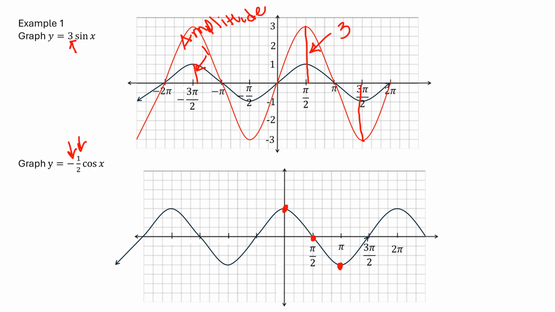And then as you go from pi to 3 pi over 2, you come back to 0. And then as you go from 3 pi over 2 to 2 pi, you're back up to the maximum again. That's what the cosine function does.